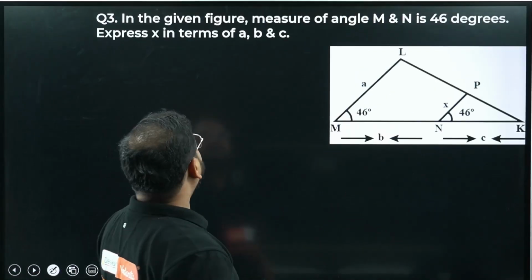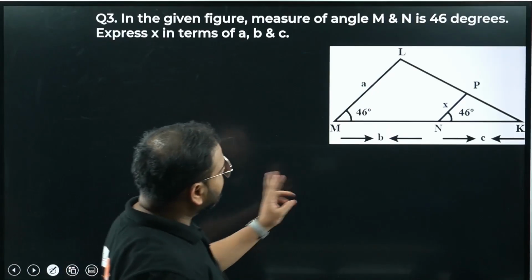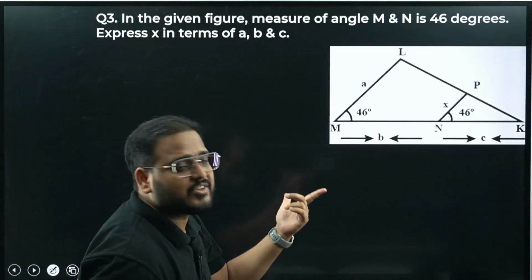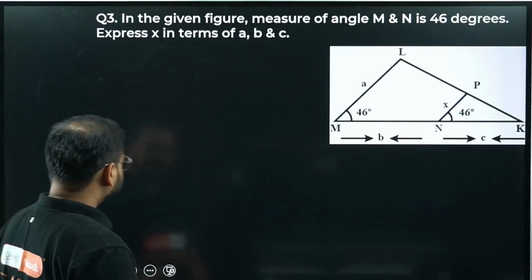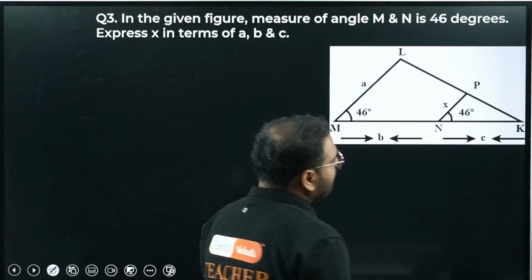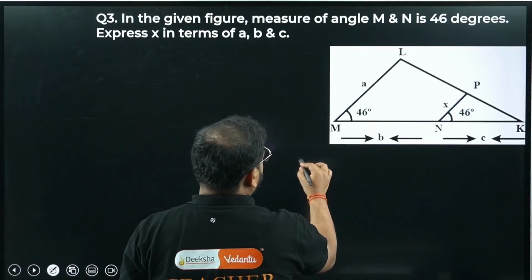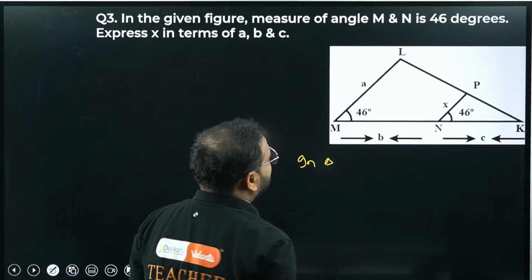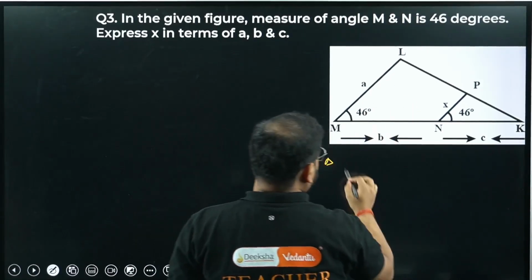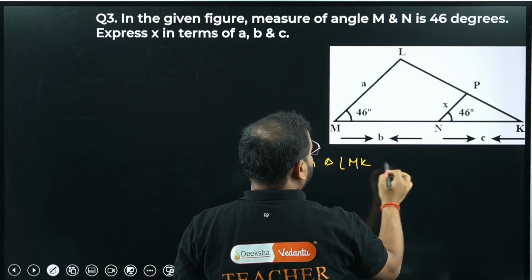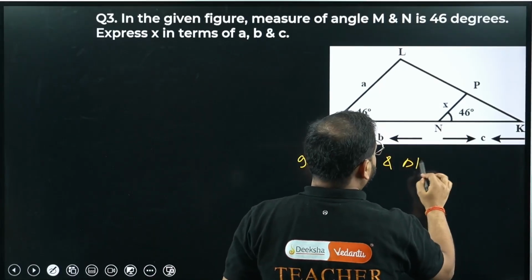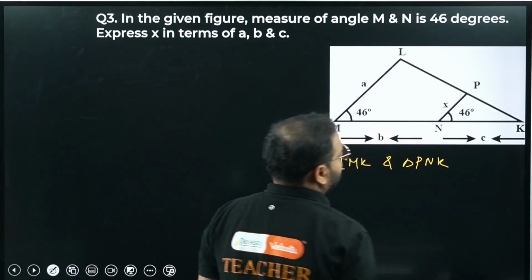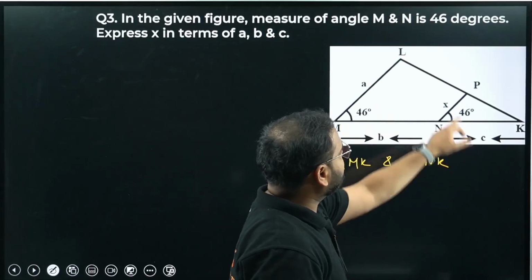Okay, in the given figure, measure of angles M and N are equal and they are 46 degrees. Express x in terms of A, B and C. Okay, let's do it. Take triangle. So I'll take what? In triangle LMK and triangle PNK. Have a look. LMK and PNK.